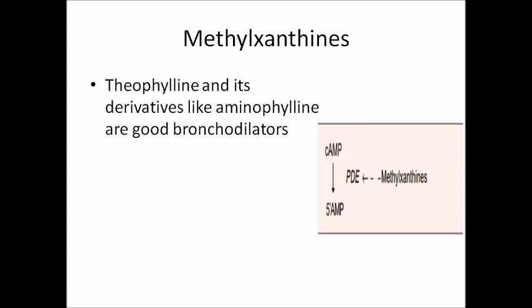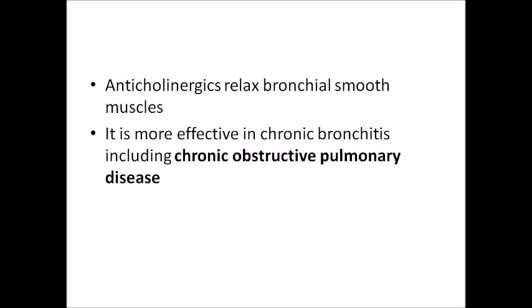I didn't discuss sympathomimetics because you are already familiar. What I want you to remember is that the selective beta-2 agonist can act selectively on the bronchi for its dilation. Among them, the short-acting one is salbutamol and the long-acting one is salmeterol. Clear? The third group is anticholinergics. We all know that anticholinergics can relax the bronchial smooth muscles. Cholinergics are involved in constriction and anticholinergics in relaxation of the bronchial smooth muscles. It is more effective in chronic bronchitis, including COPD or chronic obstructive pulmonary disease. So in chronic conditions, we use anticholinergics.